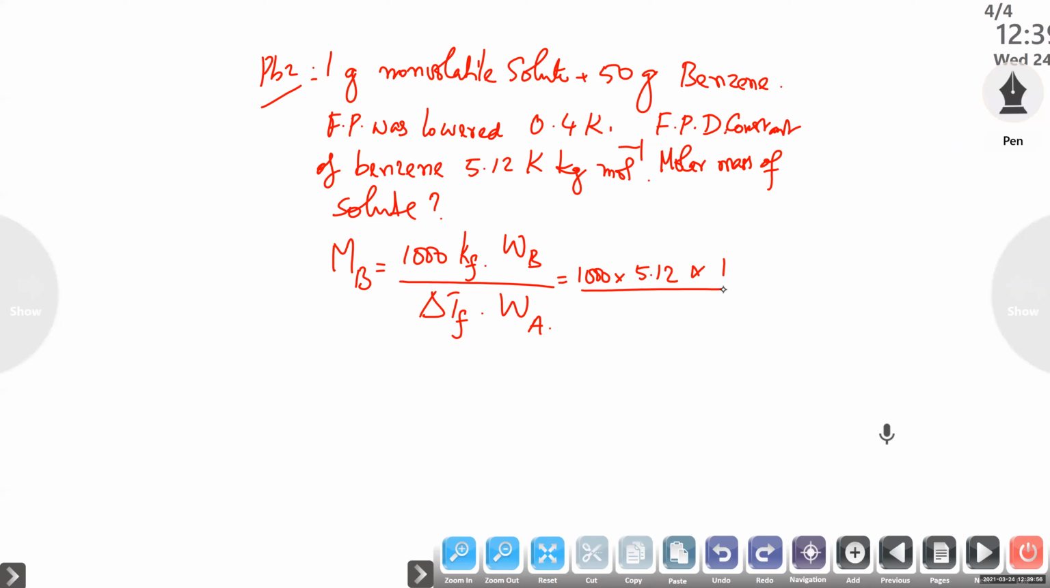0.4 Kelvin. Correct. Yes, it is directly given. It is correct. 0.4 into WA, mass of the solvent in gram. It is given in gram, 50. Molecular mass, what is the unit? So, gram per mole, or you can write U, unified mass. That is the unit. You simplify this.